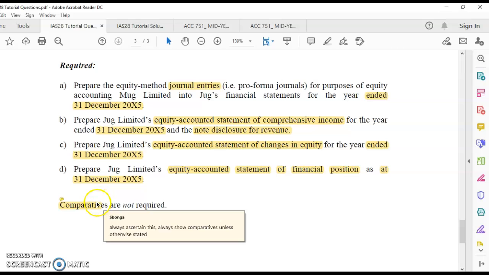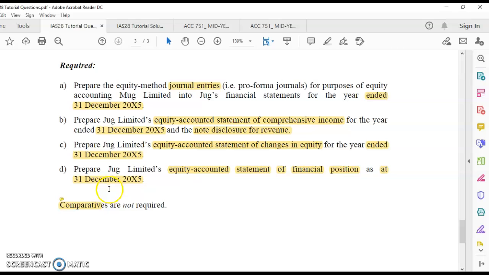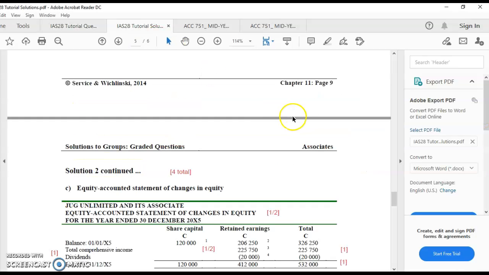Comparatives are not required. So I tell you in the notes, always ascertain this. Always show comparatives unless otherwise stated. That also goes for your term test 1. Some people did not show the comparatives, but it was not stated that they are not required.